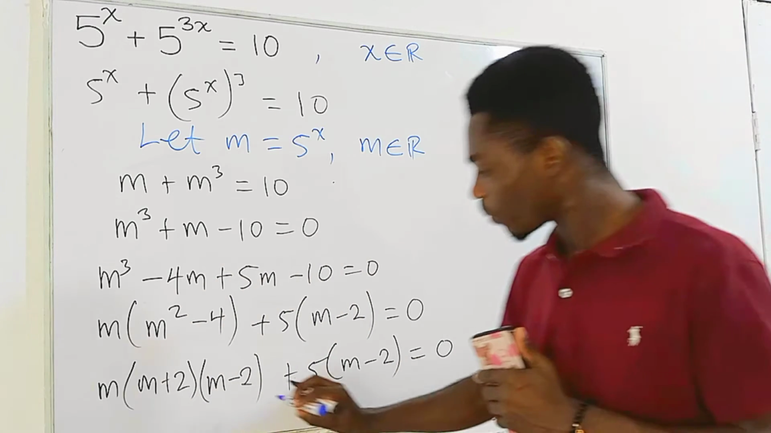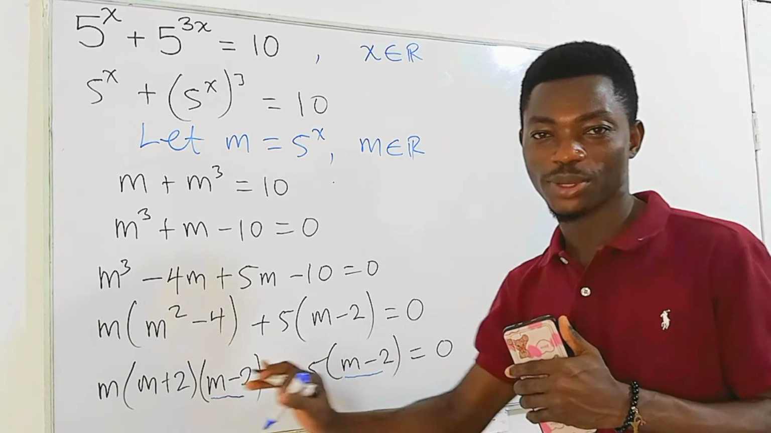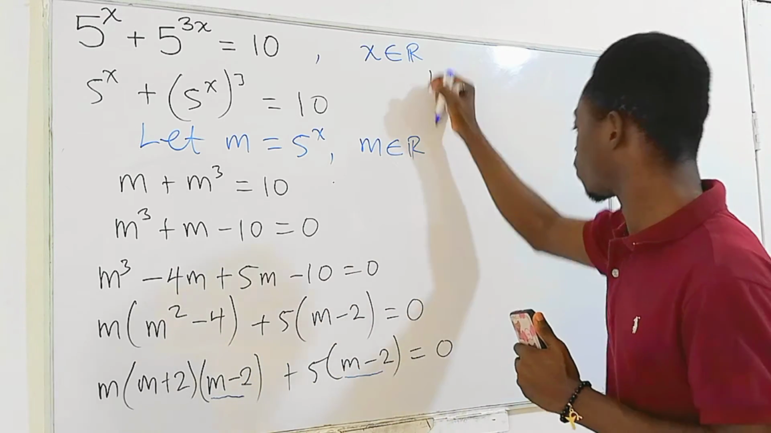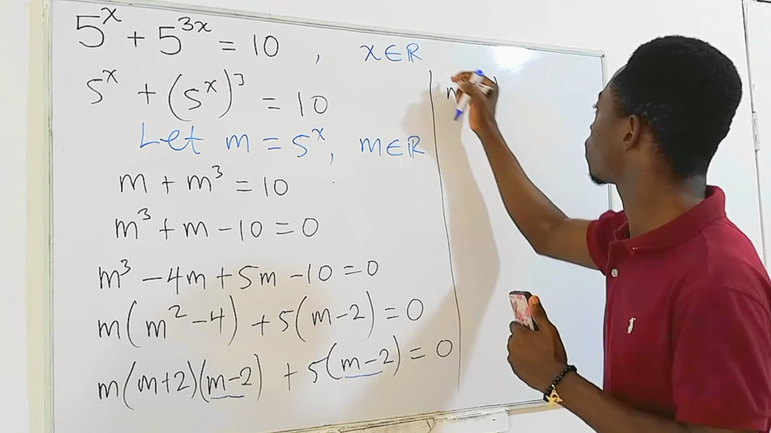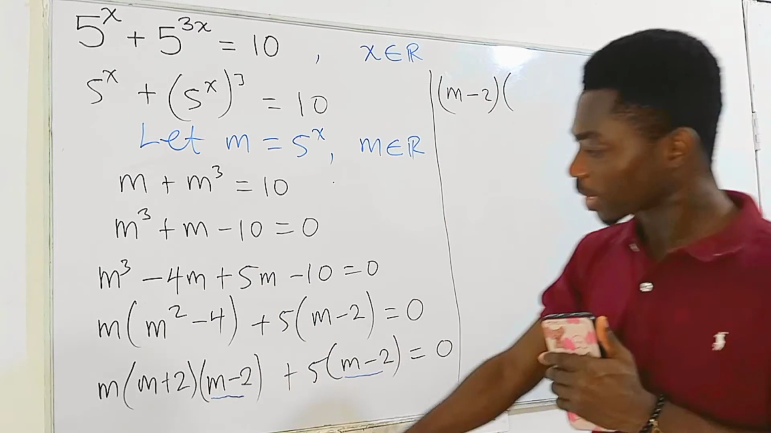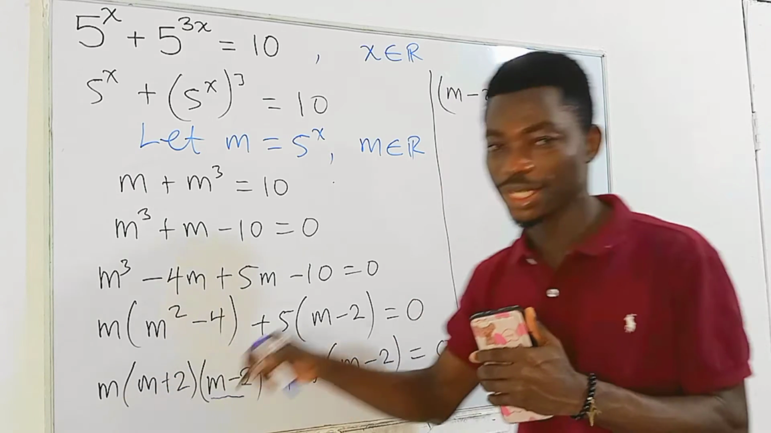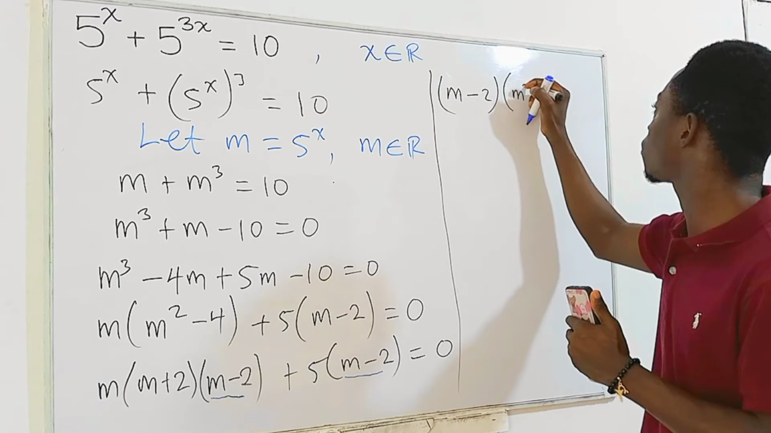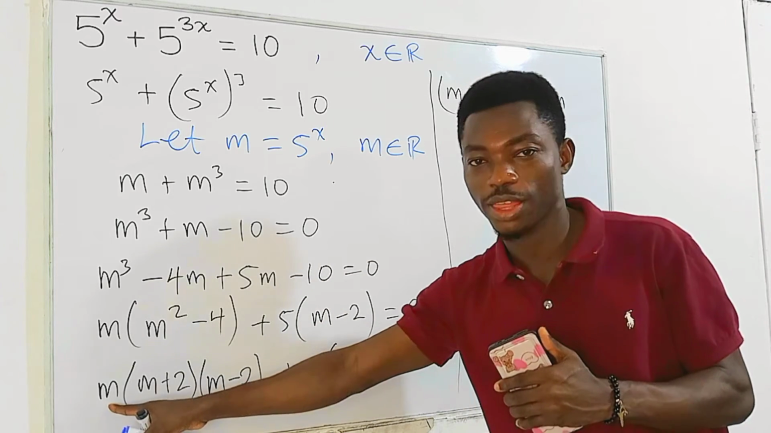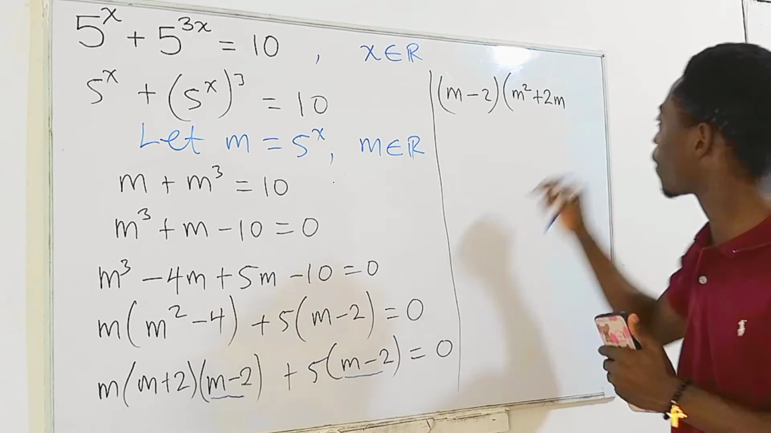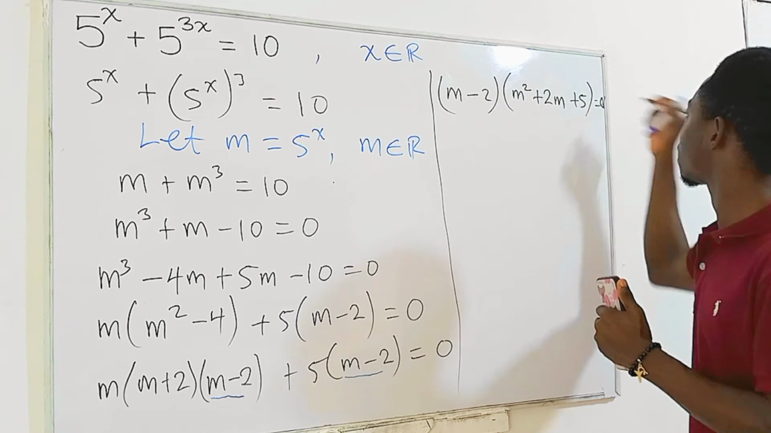Now check this. We have m minus 2, m minus 2 right here. We can actually factor it out. So we're going to have m minus 2, then the remaining factors we are going to be left with this. But remember, m times m plus 2 is the same as m squared plus 2m, that is, if we distribute this m. Then here we'll be left with just 5. So I'm going to put plus 5 right here. And this is equal to 0.